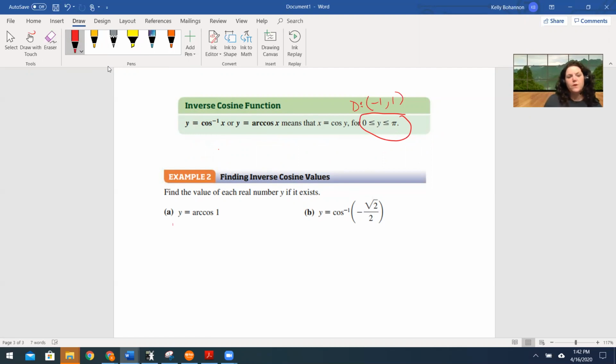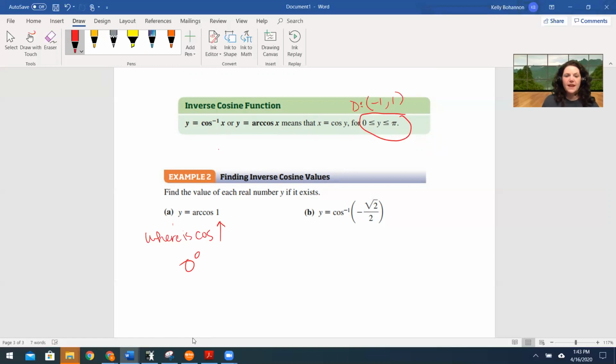All right, so if we're just doing this in our head, we can ask ourselves, where is cosine 1? Cosine is the x value. Cosine is 1 at 0. So the answer to this one is 0. That's the answer: 0 degrees or 0 radians.